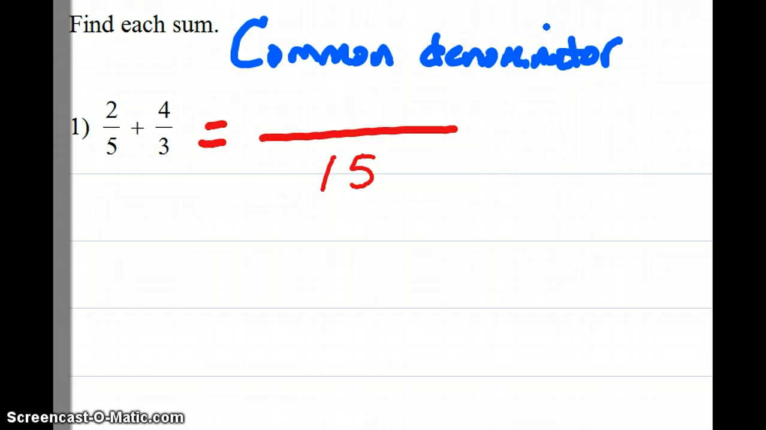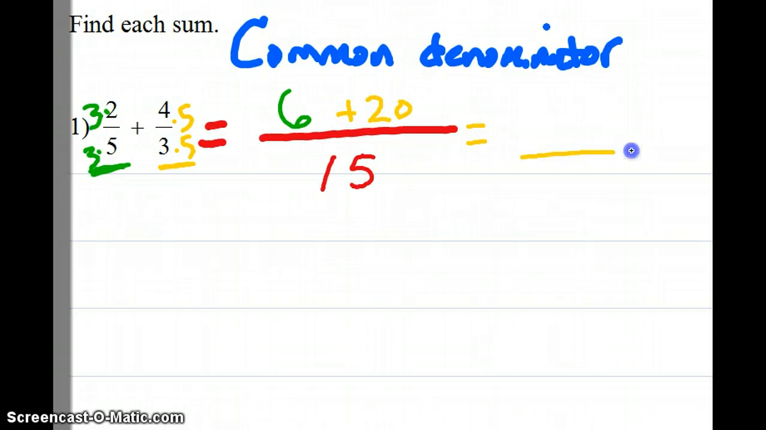And what you want to do is think, okay, I have this 5. How do I make a 5 equal to 15? So I'll need to multiply that by a 3, which means you have to multiply the top by 3. So I'll change that to 6/15. And if I do that same thing with this second fraction, 3 times 5 is equal to 15, and 4 times 5 will be equal to 20. So when I get a common denominator, the first thing you do is change the fractions. And so now I'll add the numerators and I'll get 26.